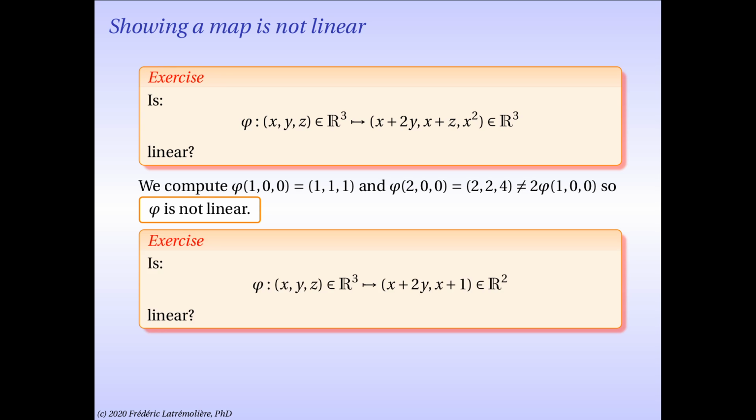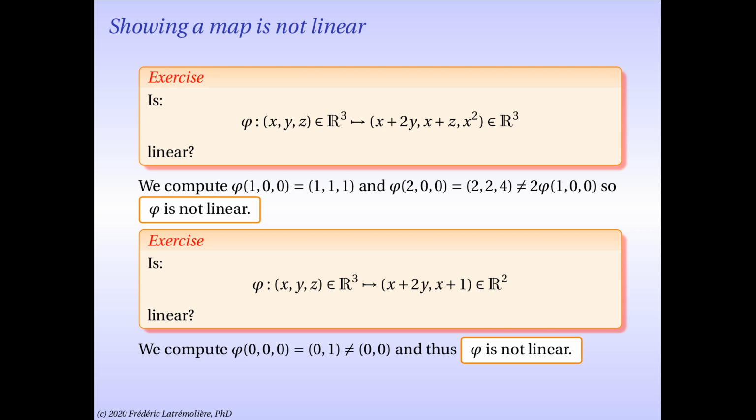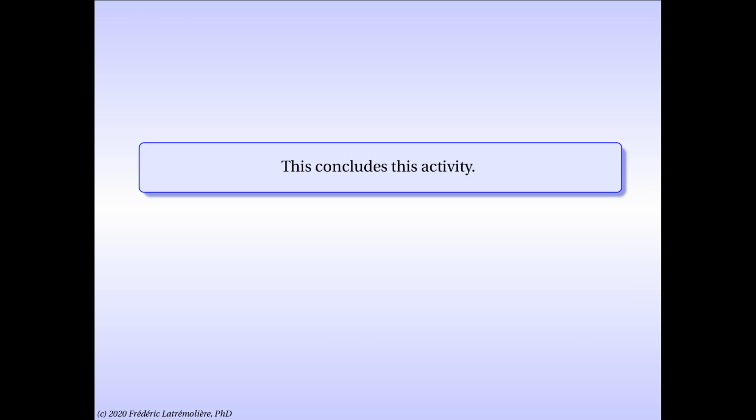Another example is this other little function, and you immediately notice that the second coordinate of the image here has an x plus 1 expression, so it's easy to see that probably this is not going to be linear, and indeed, all you have to do is calculate phi at 0. You immediately get that phi of (0, 0, 0) is the vector (0, 1). That's not the zero vector, so phi is not linear. This concludes this activity.